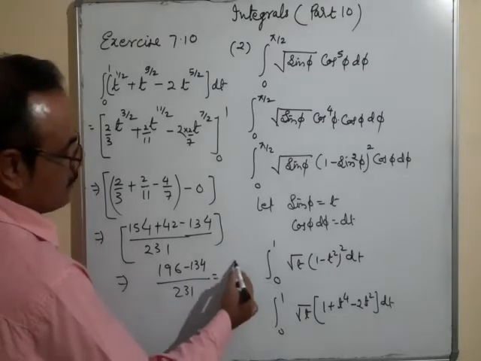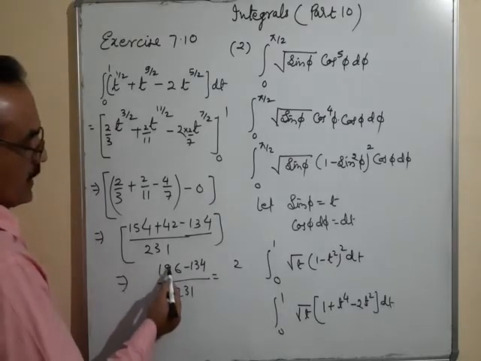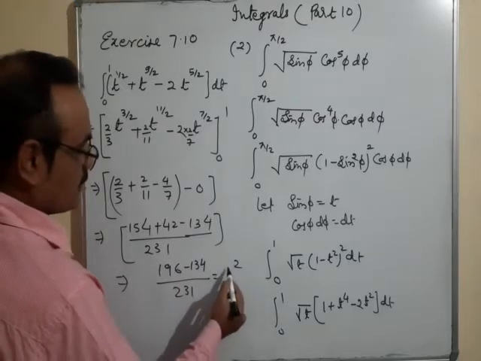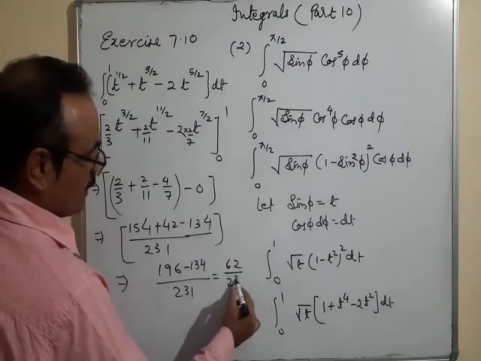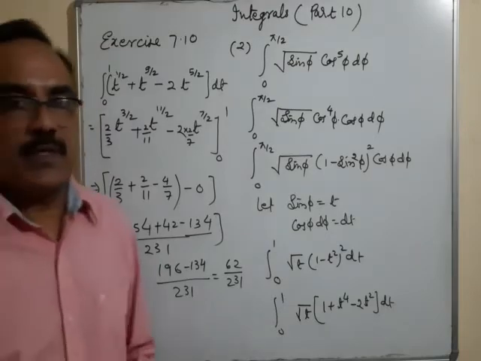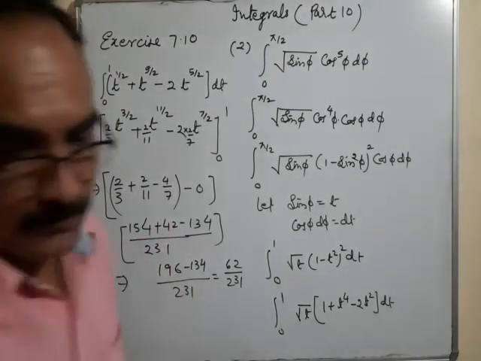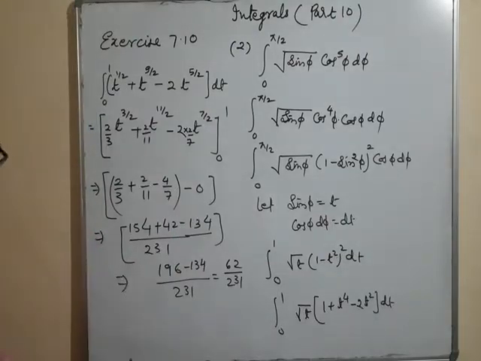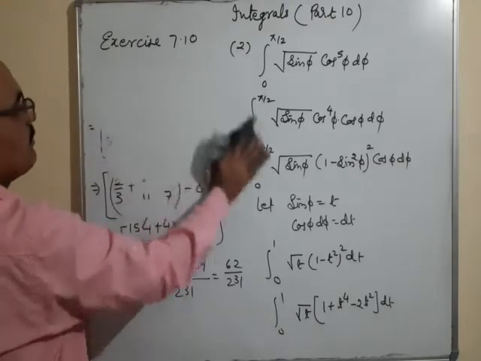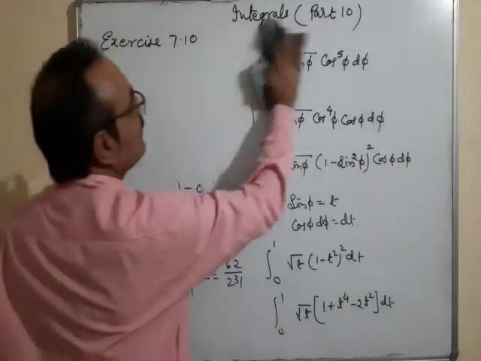So 6 minus 4 it is 2, that is 9 minus 3, 6. 62 upon 231. Okay. So this is the answer of question number 2. A simple question: first we integrate the term and then put upper limit minus lower limit. Okay.